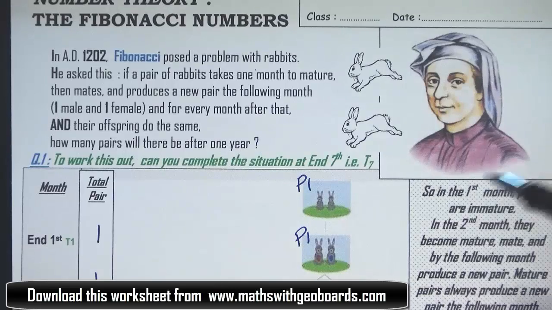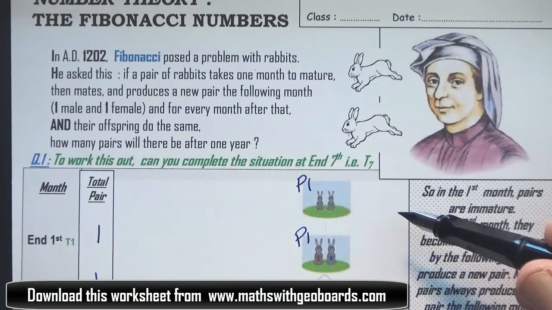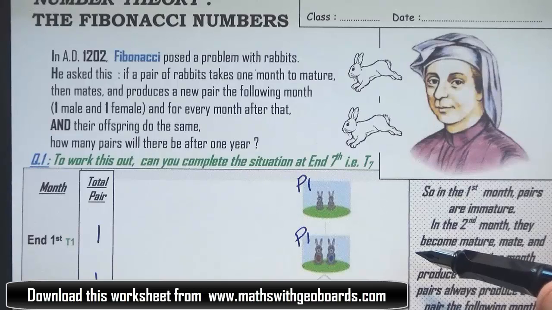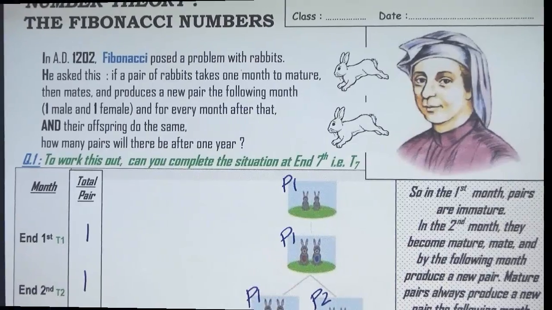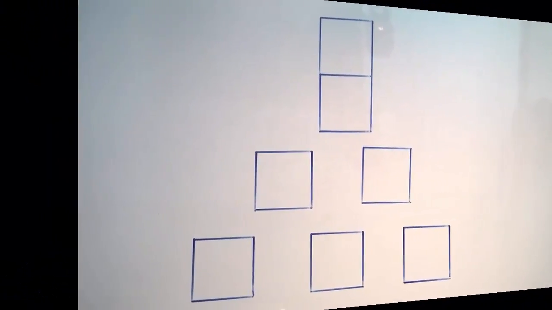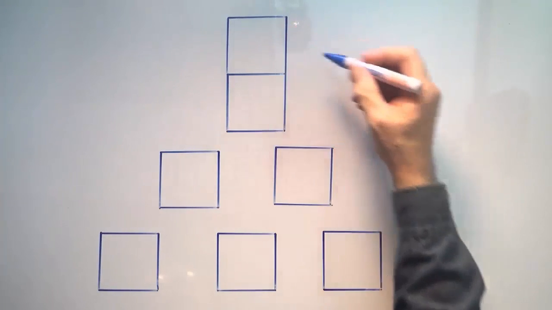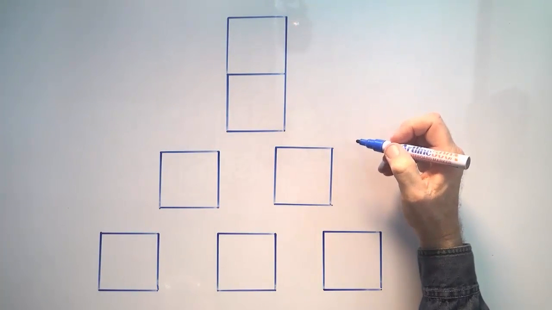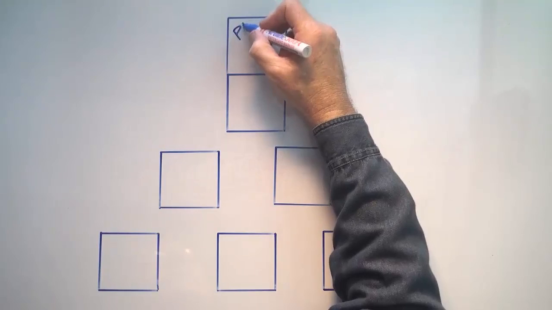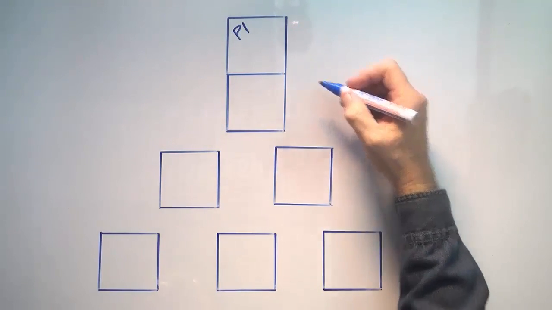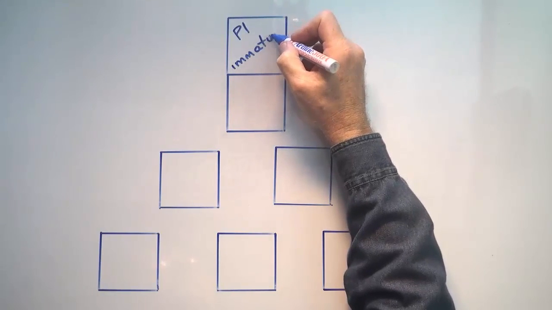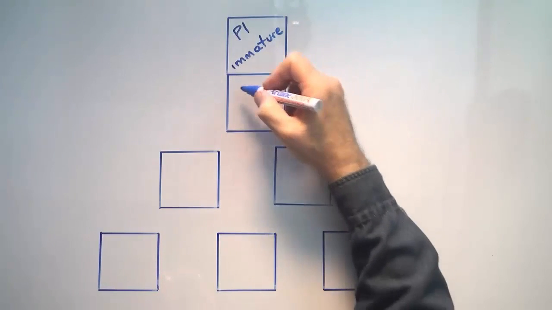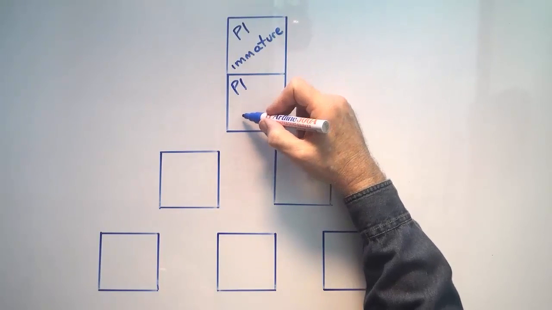Now, I have a diagram here on my worksheet which you can download from my website, but first I'd like to explain basically how it works on the whiteboard. Each box represents a pair. So this is our original pair, P1, but in the first month they are immature, and then in the second month they are mature.